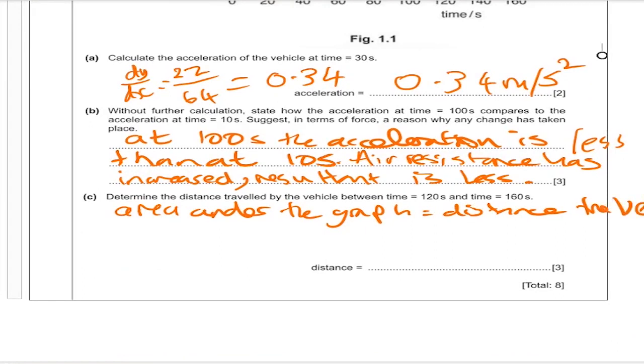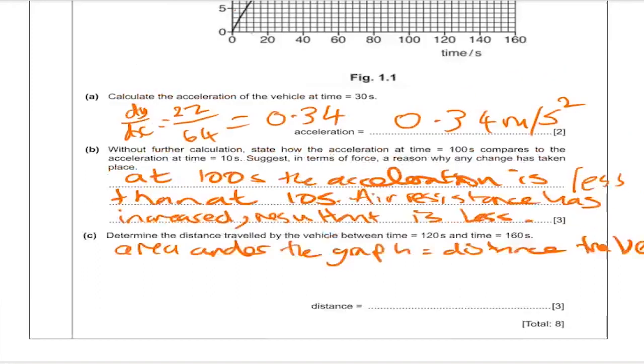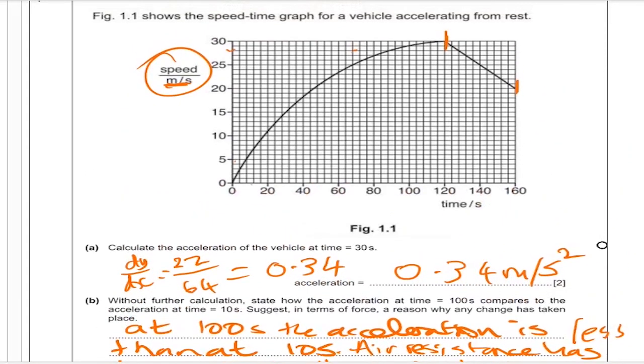So the area under the graph is going to give us the distance of travel, the distance that it's traveled. So we want this area, essentially. Now, to calculate that, there's a couple of different ways you could do it. You could use the trapezium rule, but what I would actually do is split this up into two shapes.